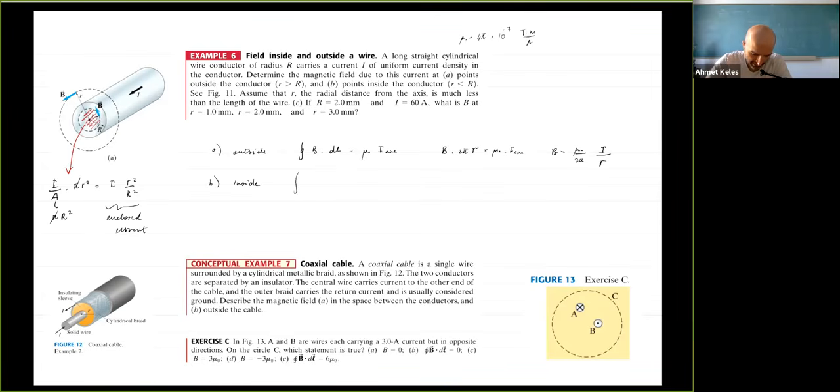Then I can do the same thing. The integral of B dl is equal to mu 0 I enclosed. So this is going to be B times 2 pi r, which should be equal to mu 0 times I enclosed. We just calculated that it is I r squared over R squared. Then B is equal to mu 0 over 2 pi. Cancel this with this. I times r over R squared.